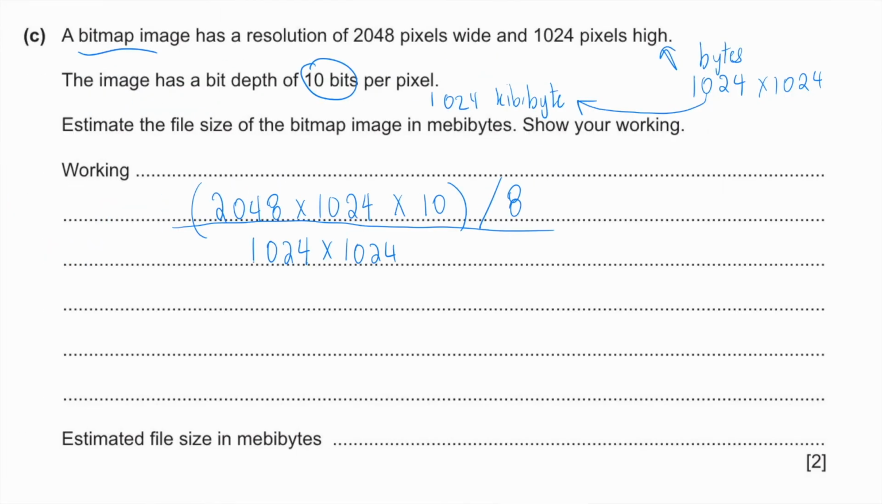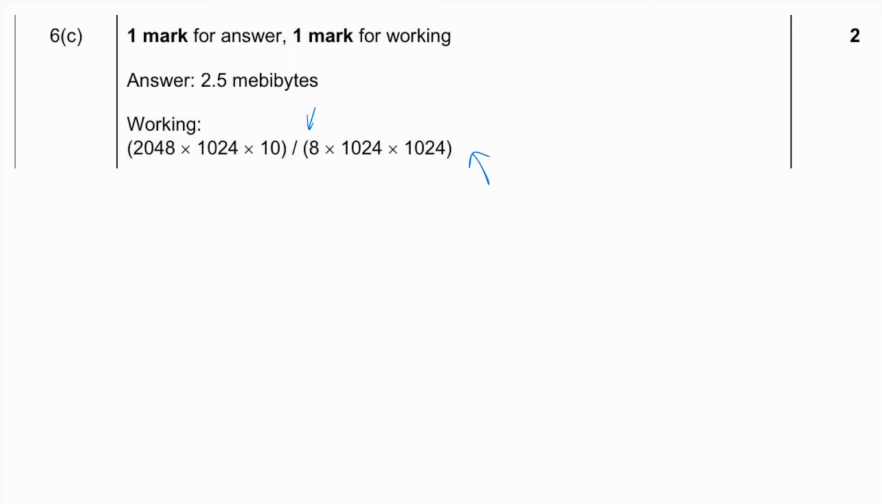So, also basically like my math, I divided by 8 right here, but that's going to be the same thing as multiplying by 1/8. So we'd have 2048 times 1024 times 10 times 1/8 times 1/1024 times 1024, which is why the mark scheme shows an answer. It looks like this, but again, I think mine would be good. Oh, right here it does say it's around 2.5 megabytes.